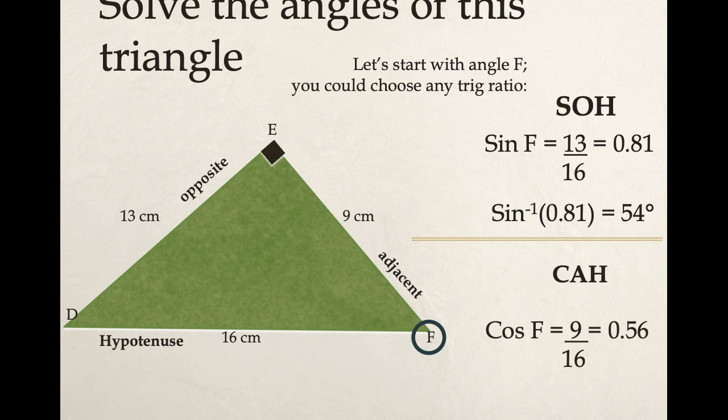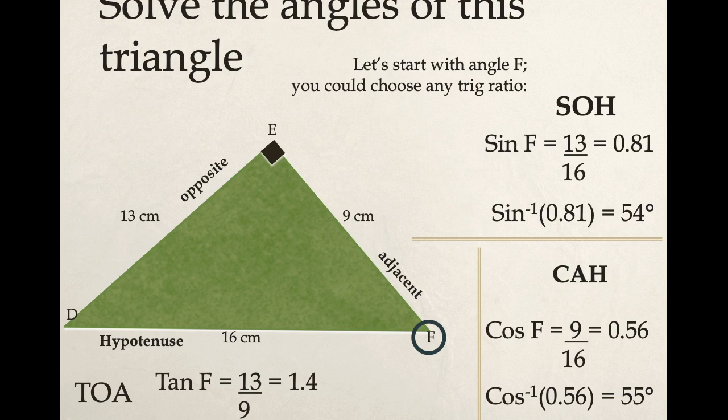On the other hand, you could also have used cosine, which you would have done as the adjacent over the hypotenuse instead. You get that the cosine is 0.56, but then we need just F. So then you would have to plug in the cosine inverse of 0.56, which will then equal 55 degrees. So you might notice that it's a bit off, but it's not a huge difference if we're talking about a 54 and a 55.